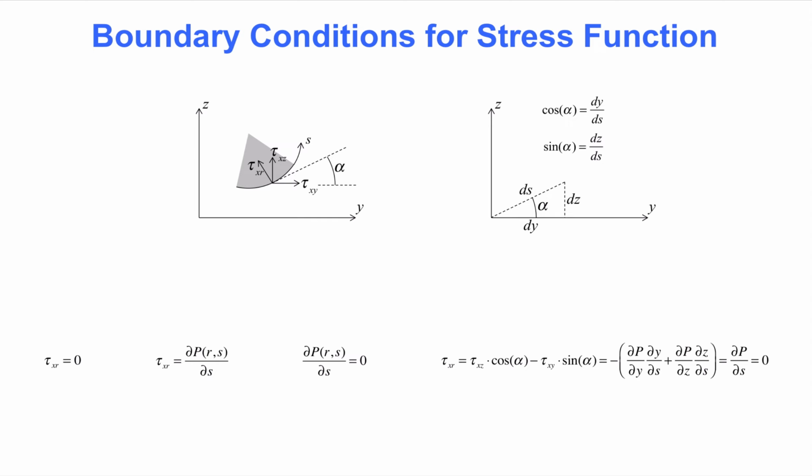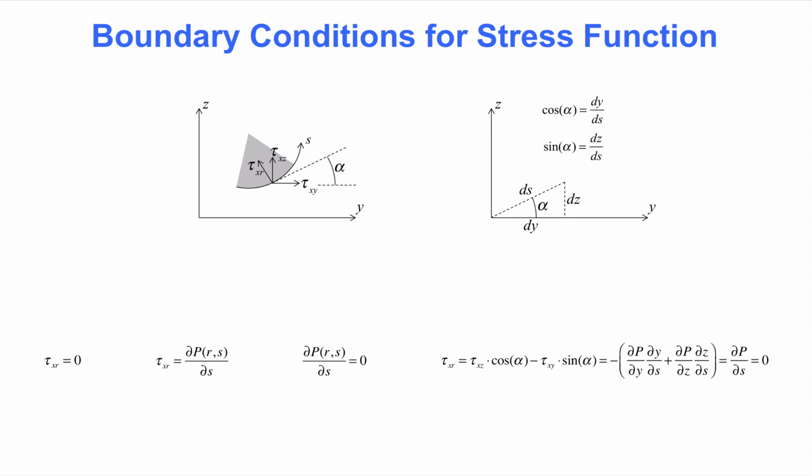The shear stress on the surface of a structural member is obviously zero, because there is thin air adjacent to the member. This translates into a boundary condition for the stress function. To formulate this boundary condition mathematically, let S be the coordinate that follows the edge of the cross-section. Let R be the axis that is perpendicular to S, and let alpha denote the angle between the y-axis and the edge of the cross-section, as illustrated in this figure.